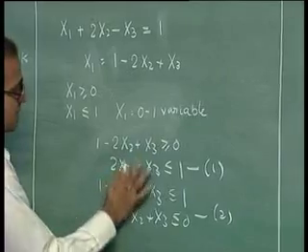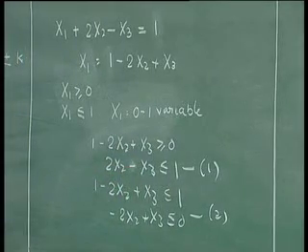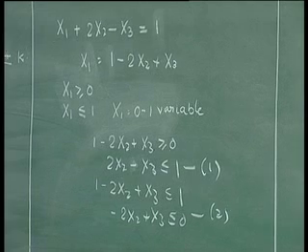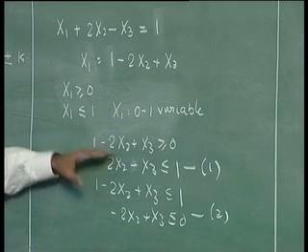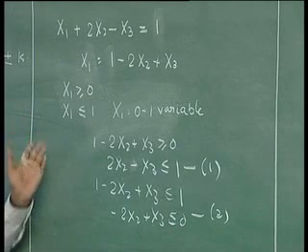2 x2 minus x3 less than or equal to 1, minus 2 x2 plus x3 less than or equal to 0. So, every equation now becomes 2 constraints. So, we end up adding one more constraint for every equation. The variables remain, but we have eliminated one variable from the analysis. X1 does not exist anymore.